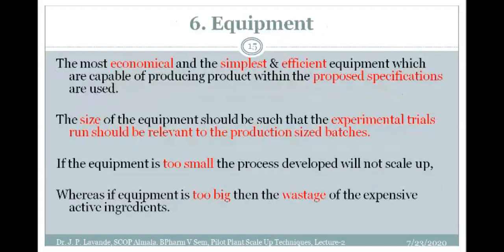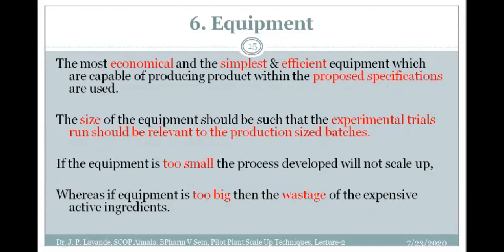So the sixth consideration is associated with the equipment. The most economical, simplest and efficient equipment which is capable of producing product within the proposed specification is used. Because why we need to go with the economical is to reduce the development cost. They should be simple and efficient. The required degree of quality should be obtained with the help of such equipment.